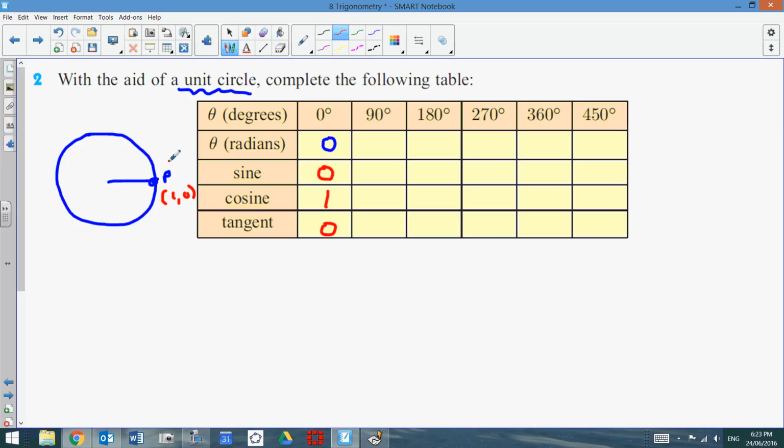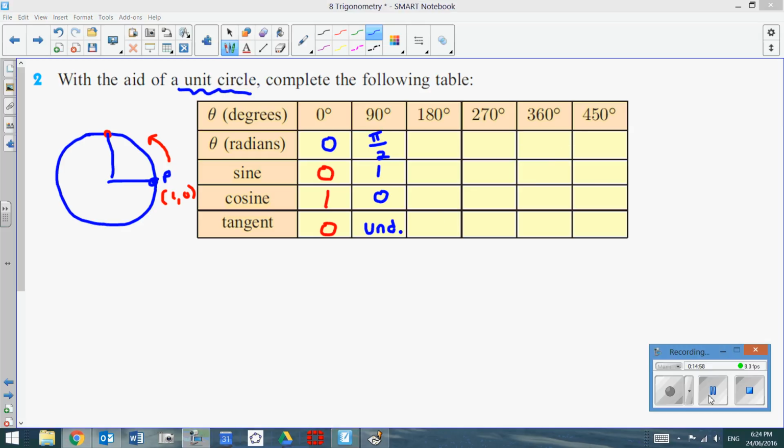Let's do one more. If my point travels around the circle and stops at 90 degrees, remember this is pi over 2. Okay, my sine value now is 1. My cosine value is now 0. And tangent is sine divided by cosine. Well, 1 divided by 0 is undefined anytime I divide by 0. All right, so just to give you a hint, work your way around the circle and see what happens at every interval of 90 degrees.